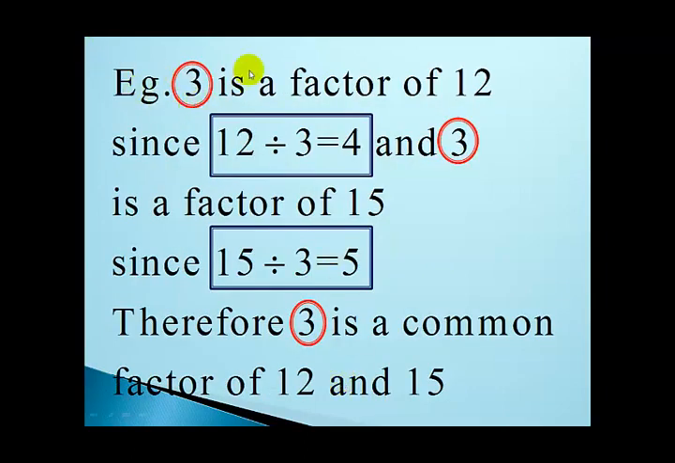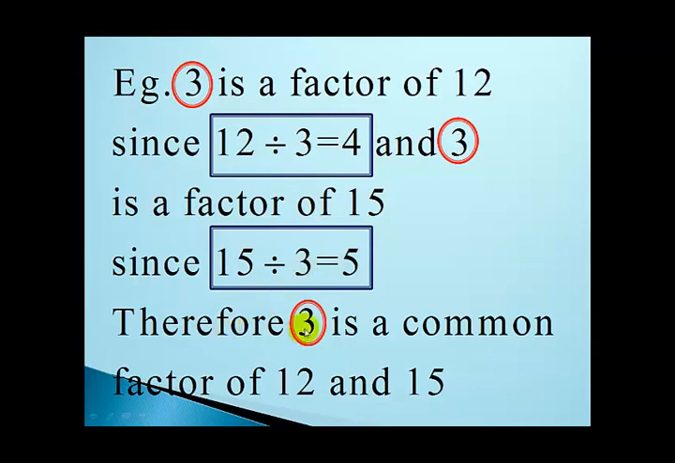Example, 3 is a factor of 12. Why is 3 a factor of 12? It's because when we divide 12 by 3, the answer is 4, and 4 is a whole number. So 3 is a factor. And 3 is a factor of 15, because when we divide 15 by 3, you're also getting a whole number, 5. So 3 is also a factor of 15.